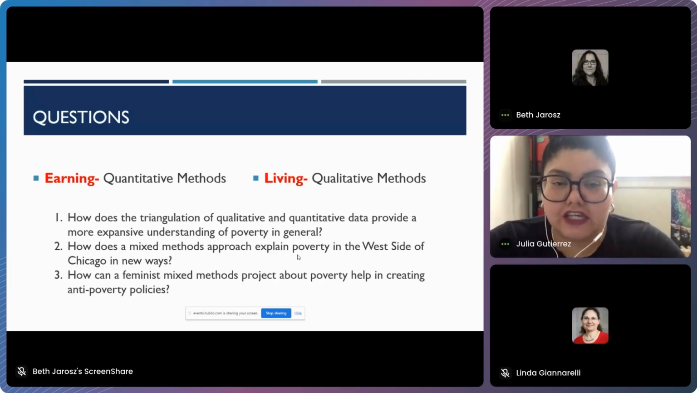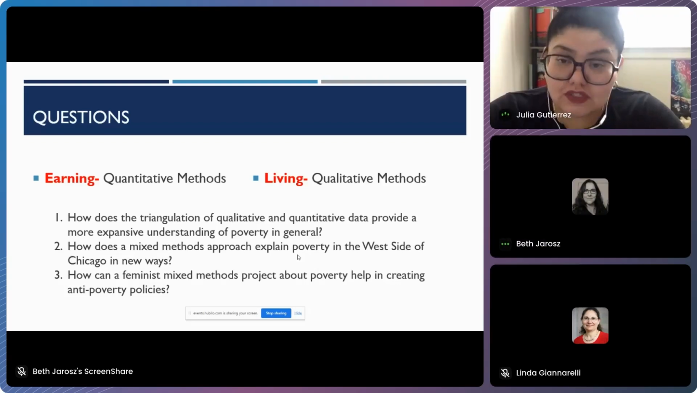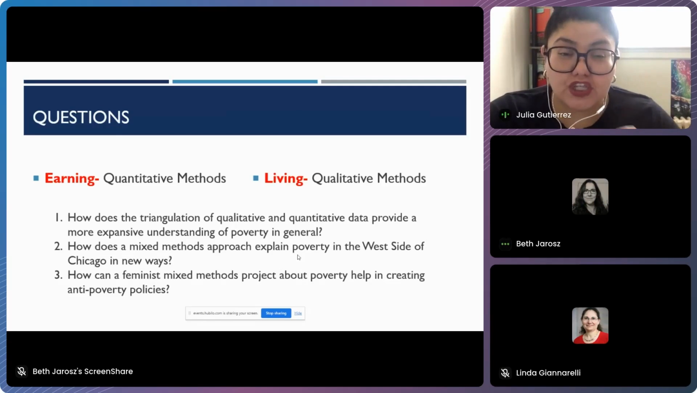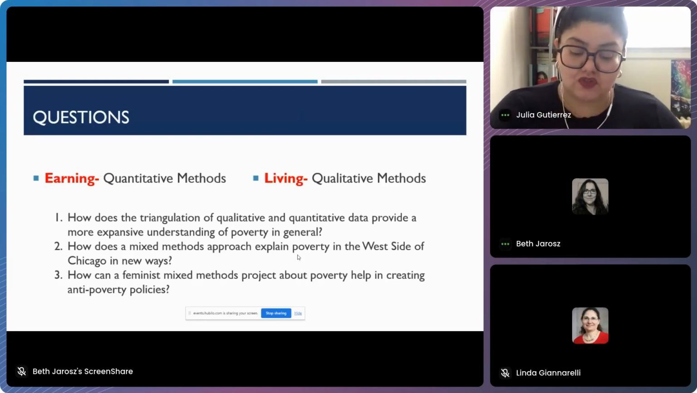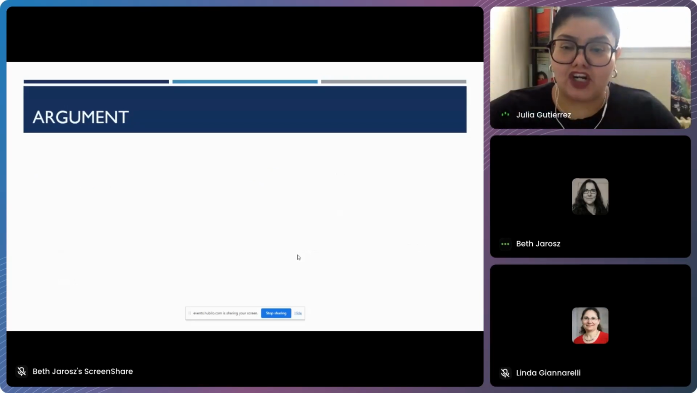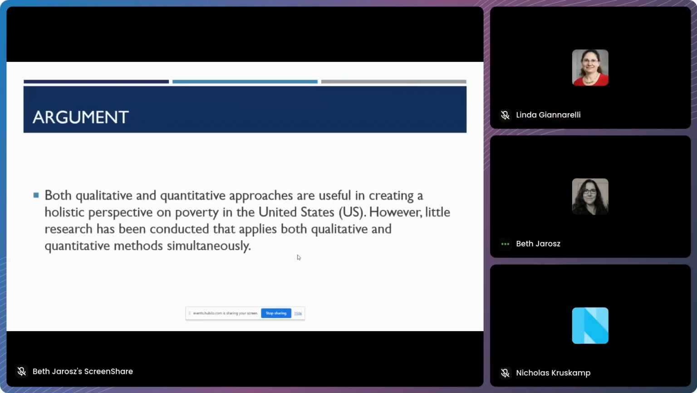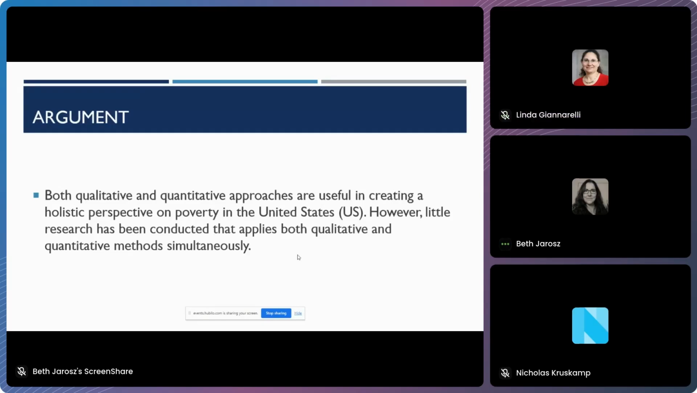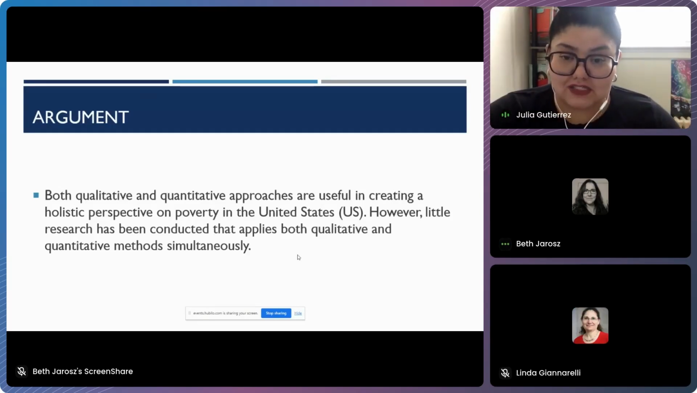And as you can see here, the quantitative methods using the ACS will capture the measurement of poverty and deprivations, specifically through earnings. And then the qualitative methods, as interviews, will capture the lived experiences of these individuals. So one of my main arguments is that both qualitative and quantitative approaches are useful in creating a holistic perspective on poverty in the US. However, little research has been conducted that applies both qualitative and quantitative methods simultaneously.